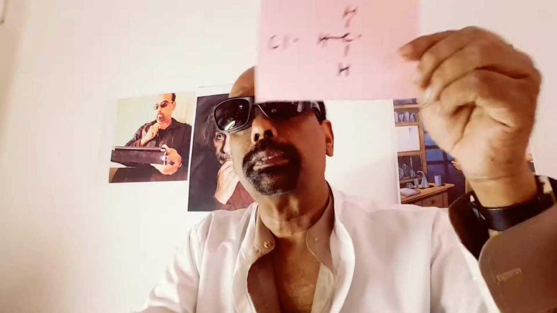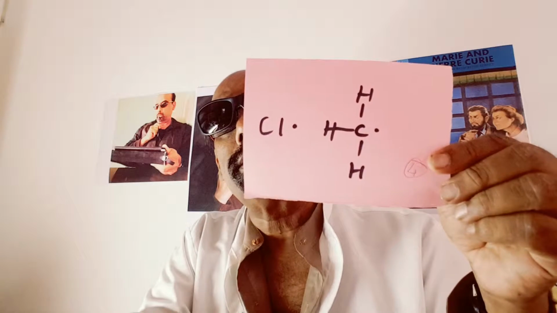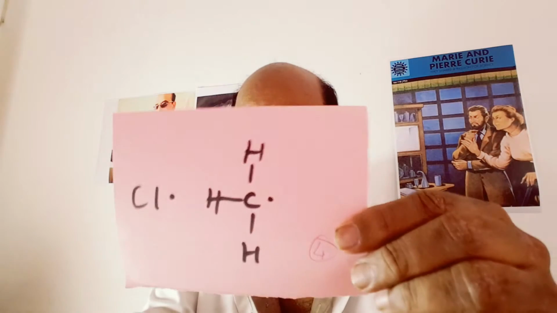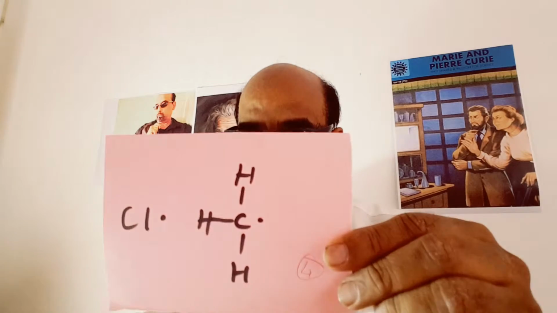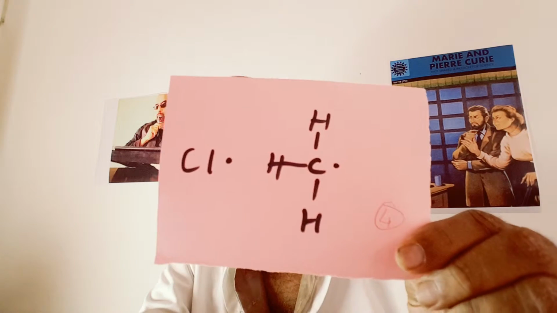In chemical equations, free radicals are frequently denoted by a dot, Cl dot, CH3 dot, placed immediately to the right of the atomic symbol or molecule. A chlorine radical, Cl dot, a methyl radical, CH3 dot.